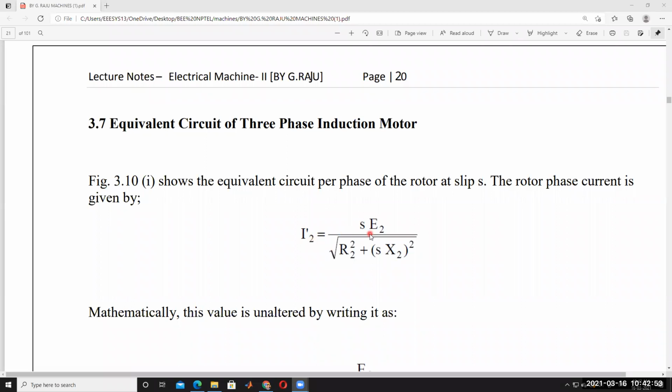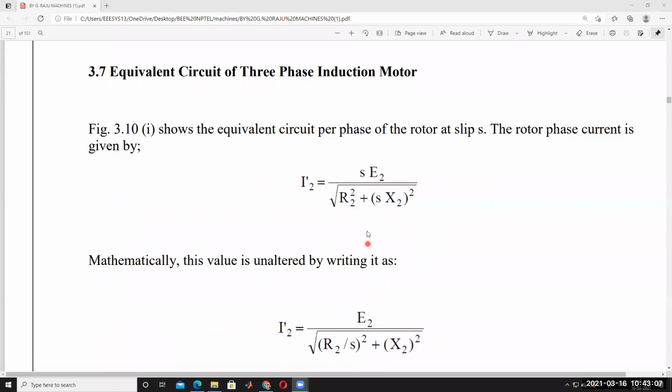I is equal to V by Z. So V by Z means S into E2, the EMF induced in the rotor, which is slip times E2. And Z is the impedance, the square root of R2 square plus S into X2 square, that is R2 plus j S X2, and then the magnitude is the square root of R2 square plus S times X2 square.